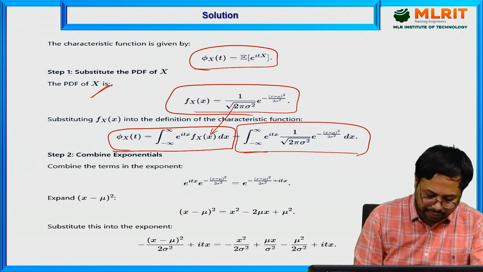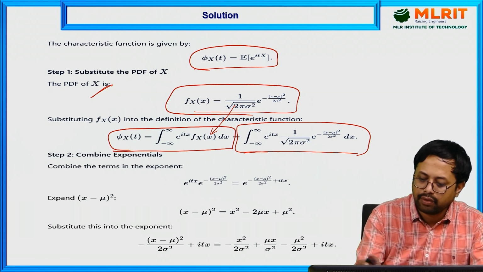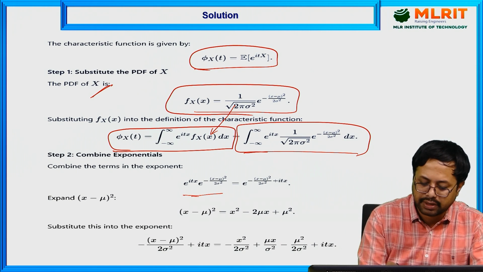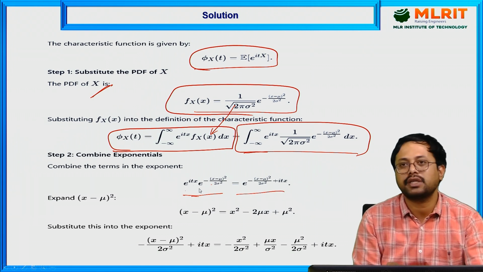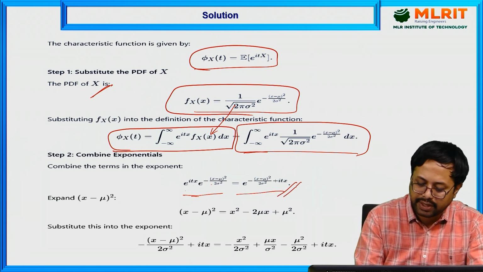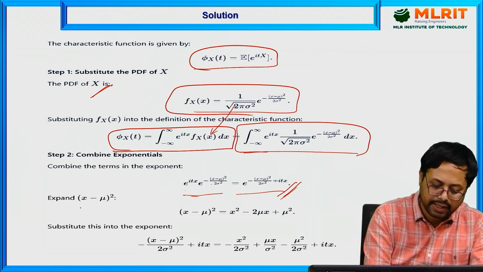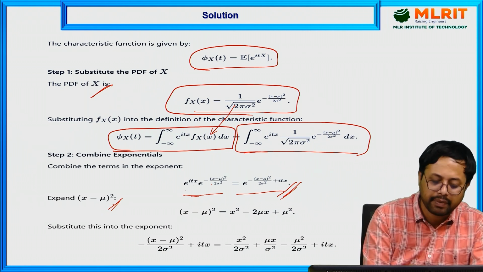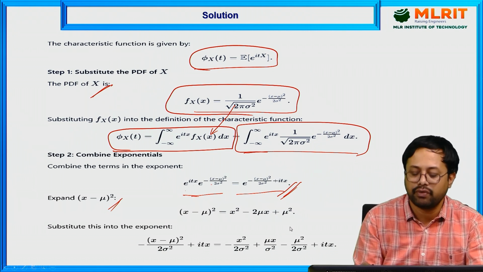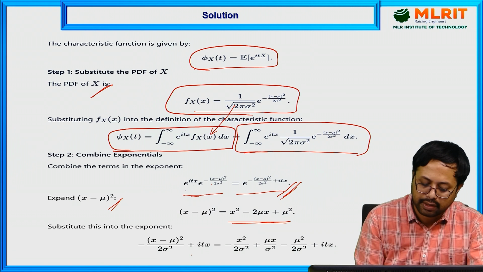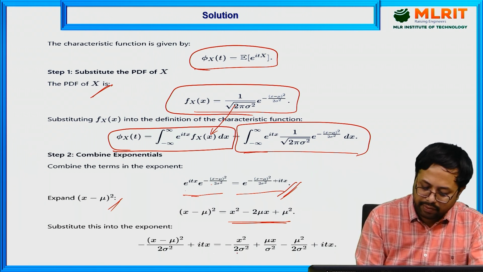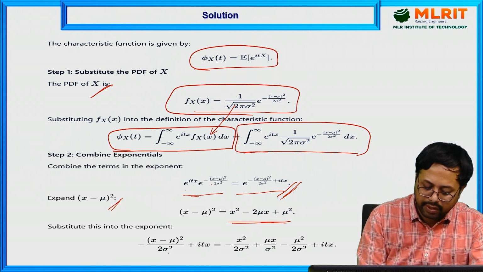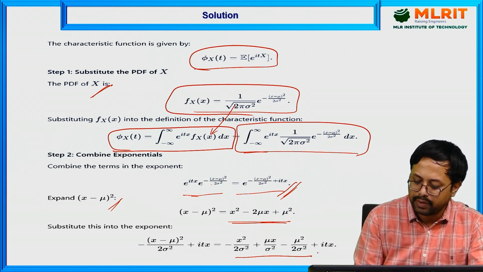Now to solve that, first you have to combine the exponential terms: e power itx and e power minus (x minus mu) whole square by 2 sigma square. When you combine them, the exponential powers will be the summation of those terms. Now for (x minus mu) square, which is of the form (a minus b) whole square, use a square plus b square minus 2ab. Then you split this and divide by 2 sigma square, plus itx.